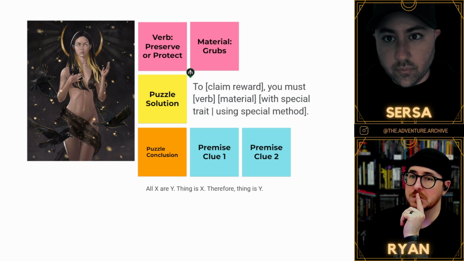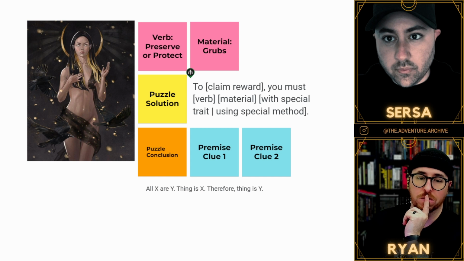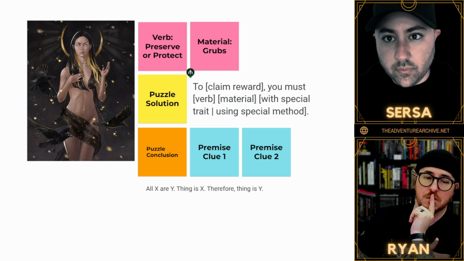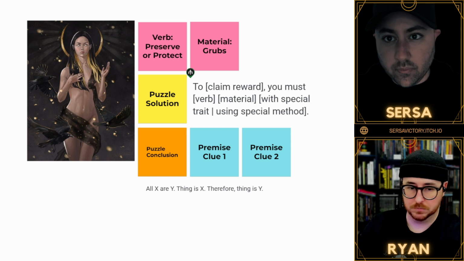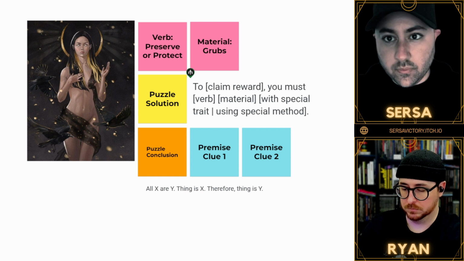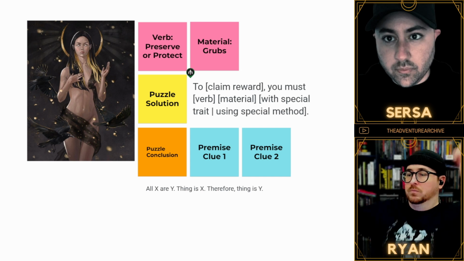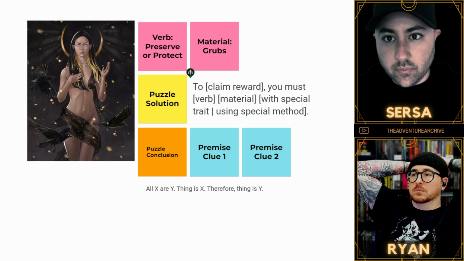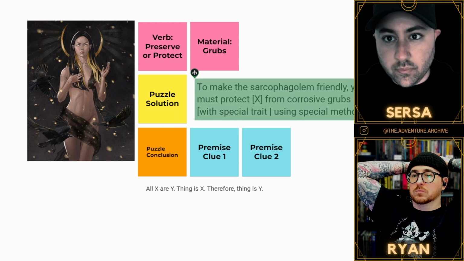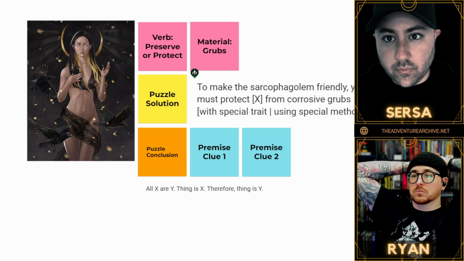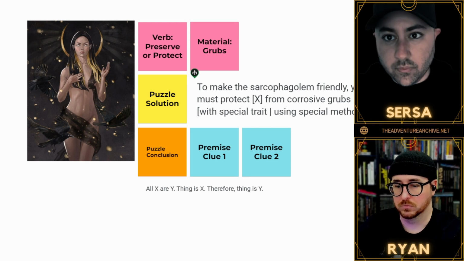Yeah, absolutely. So why don't we roll with that for now? So we have two. Let's see here. To reverse or we'll just say, let's make it friendly. I can't even spell my words in the way. We'll just make it easy to remember what we're doing. To make the sarcophagolem friendly, you must protect something from corrosive grubs. So this something is basically just a piece of the puzzle.